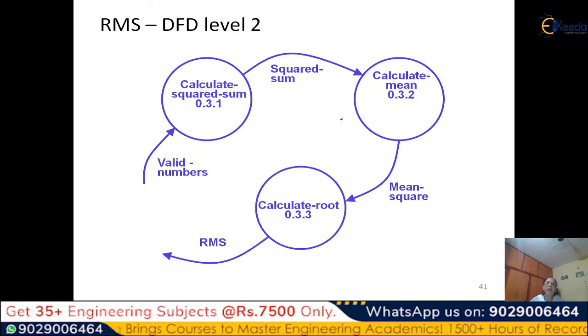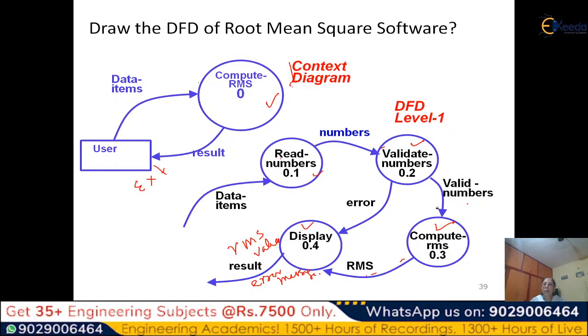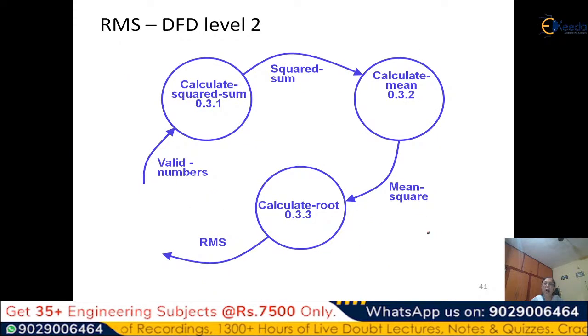Then you can have a level 2. So you can go to compute RMS, 0.3. You don't need to break the other bubbles because they are very small, but you can go to this one and break it. Take the valid numbers, calculate the squared sum, then calculate the mean of it, and then determine the mean square and then determine the root. So you first square it, sum it, determine the mean, and then take the mean square and determine the root of it.